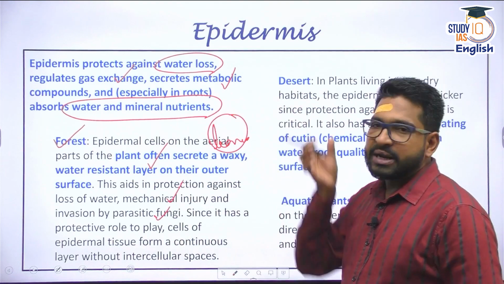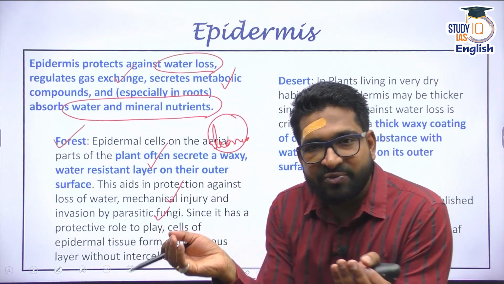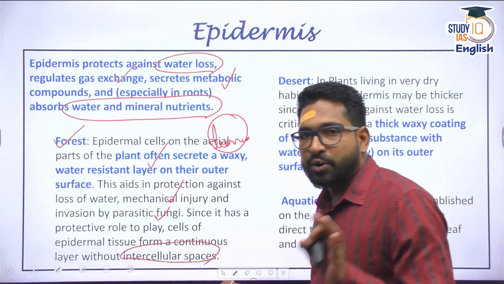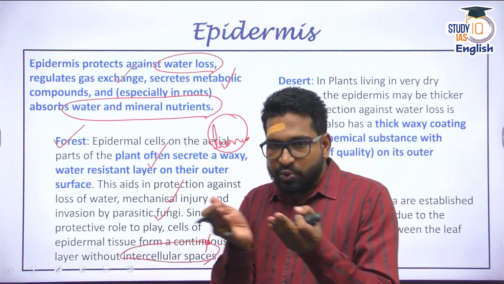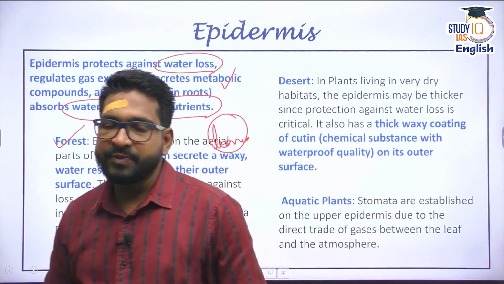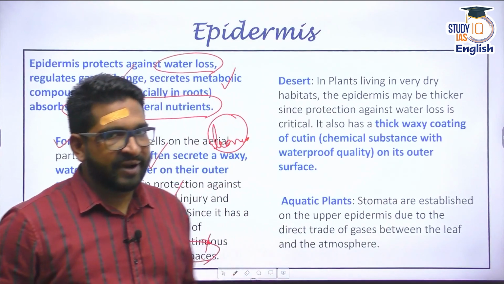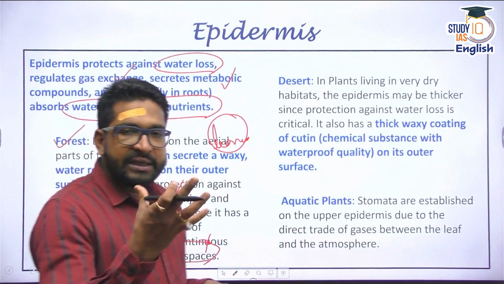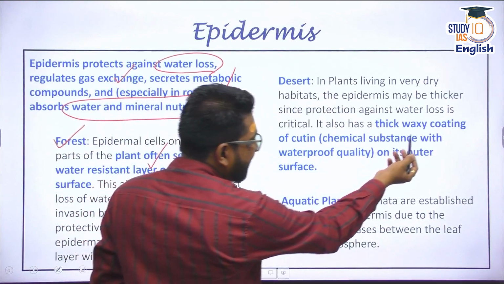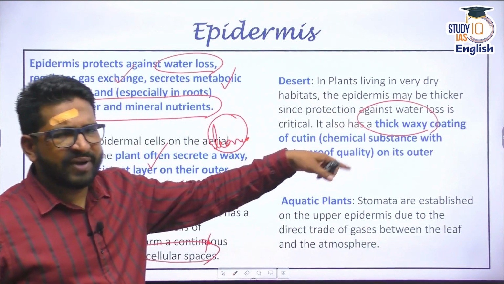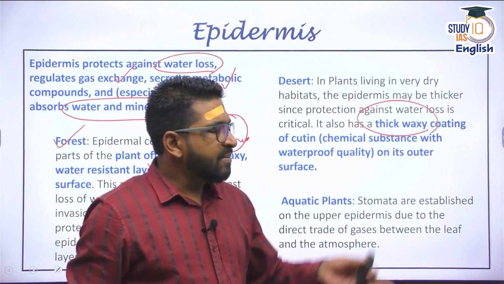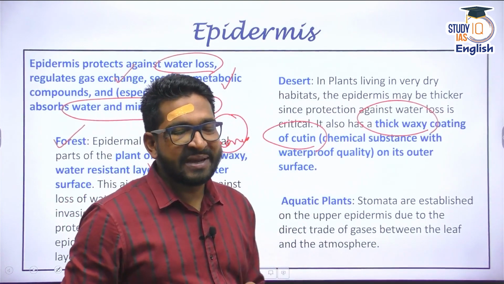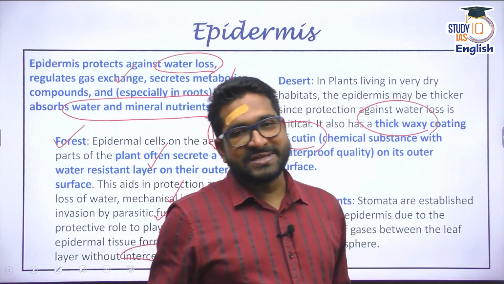And since epidermis is a tissue made up of cells, you will very seldom find any intercellular spaces. There are no intercellular spaces in the epidermis. It is very closely attached. When we go to a desert, we call them xerophytes. In xerophytes, plants which live in very dry habitats, the epidermis develops a very thick waxy coating. This kind of waxy coating is found on almost all plants, but in deserts, a very thick waxy coating is found, made of cutin. Now, this is responsible again for reducing the transpiration losses.